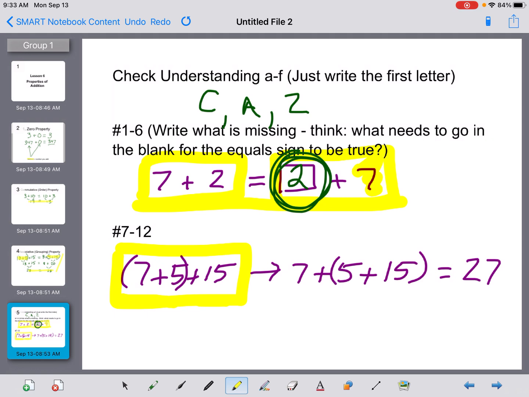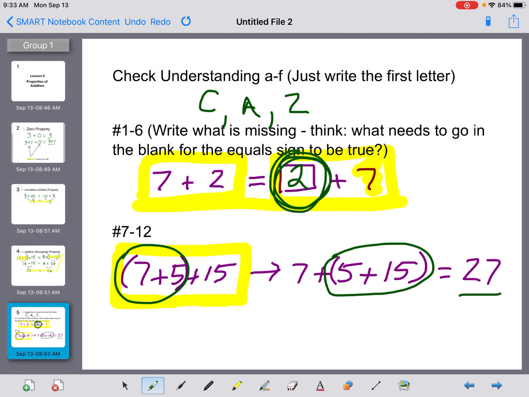What you have to do in your notebook is regroup it, okay? So notice that over here we had 7 plus 5 being grouped together. Over here, what you're going to do in your notebook is you are going to group different numbers together to make it a little bit easier to solve mentally. Okay, so you're going to group your 5 and 15 together because that makes the nice round number of 20. And then it's very simple to come up with the answer of 27.